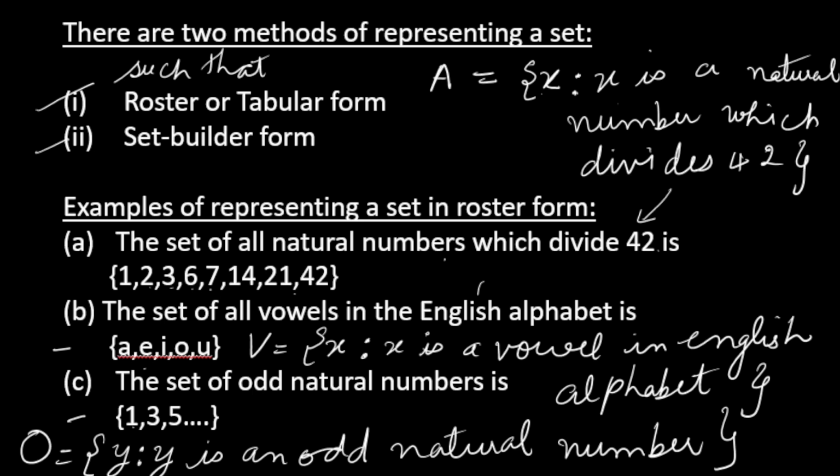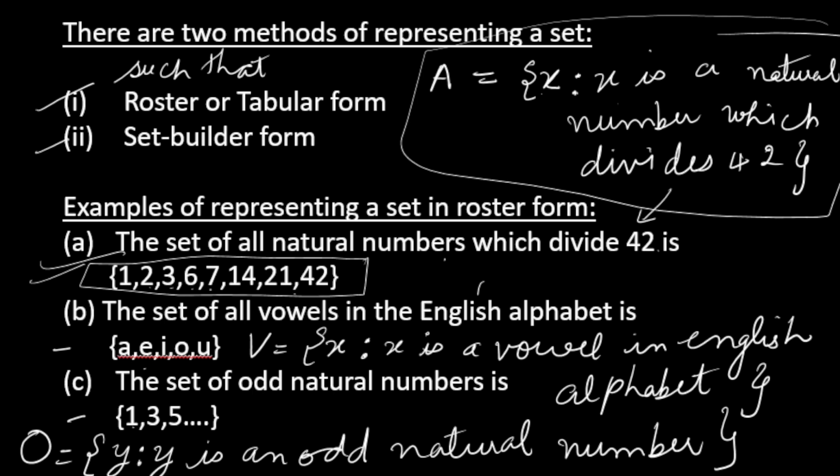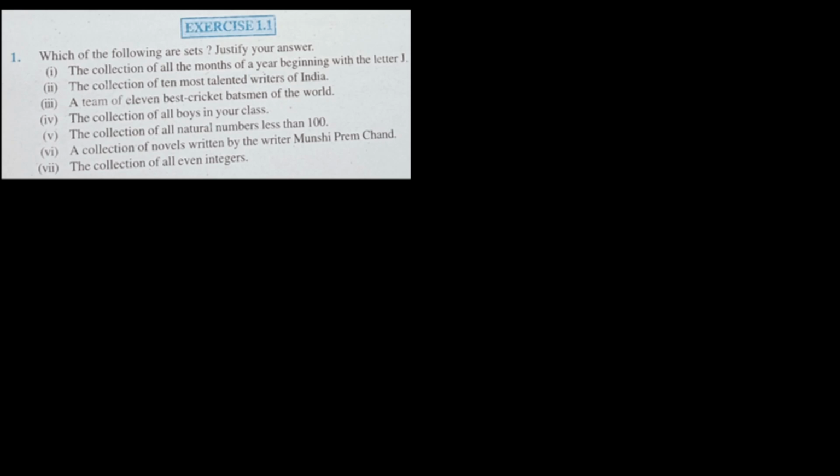You can see here it's more convenient actually to represent the set in set builder form, because we don't have to write all the elements, unlike roster form. Here we have to write all the elements, but in set builder form we just have to write the given characteristics. This concept we are going to use while solving the questions of exercise 1.1. Let's start with the exercise. I am going to start the first question now.